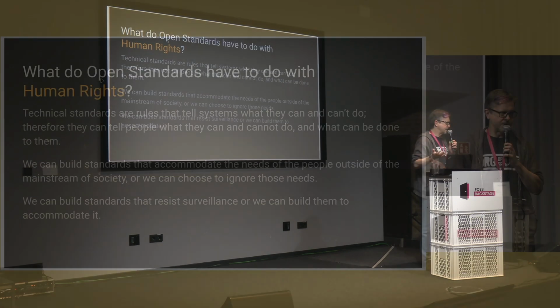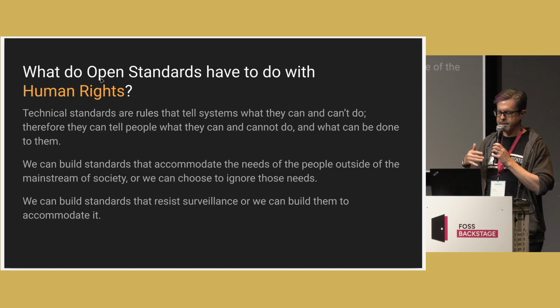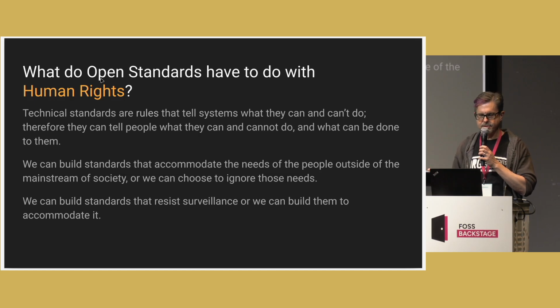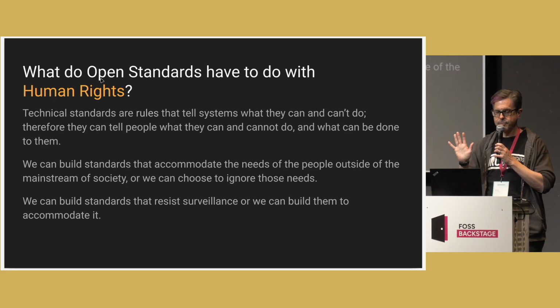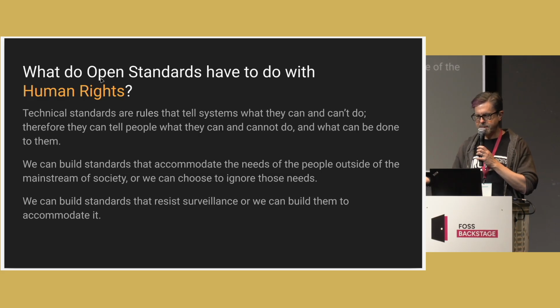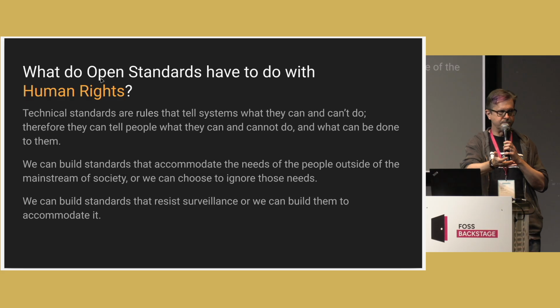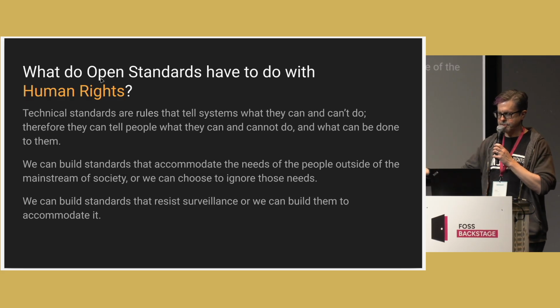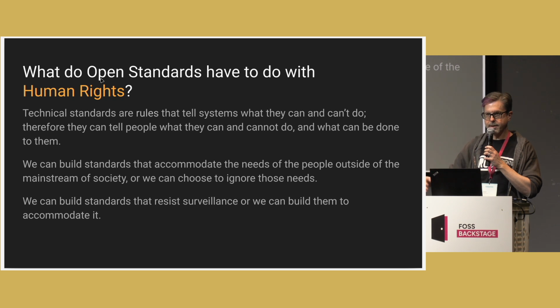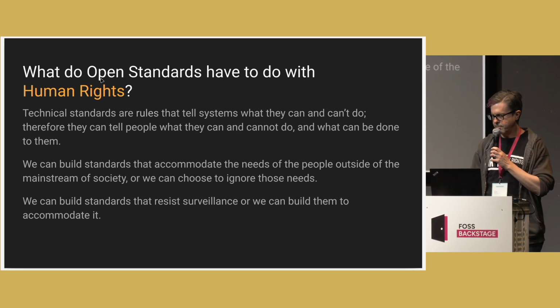So what do standards have to do with human rights? Technical standards are rules that tell systems what they can and cannot do. Therefore, they tell people what they can and cannot do and what can be done to them. That's something I strongly believe. We can build standards that accommodate the needs of people outside of the mainstream of society, such as marginalized groups, or we can choose to ignore those needs. We can build standards that resist surveillance, or we can build surveillance into the platform. We make those decisions affirmatively.